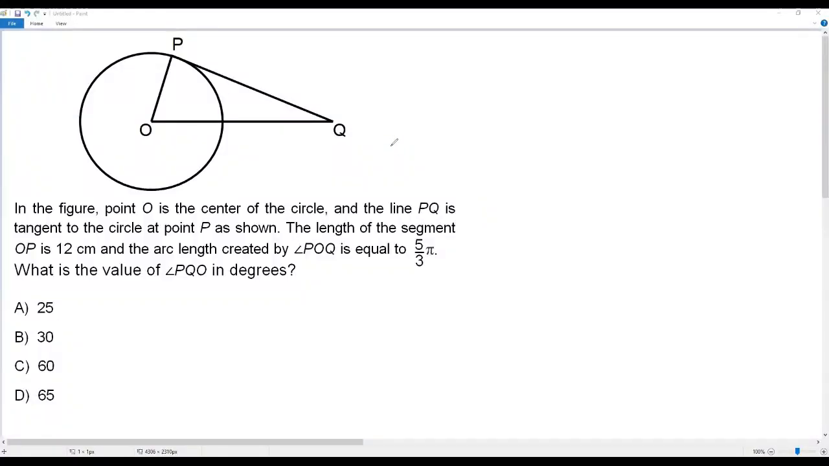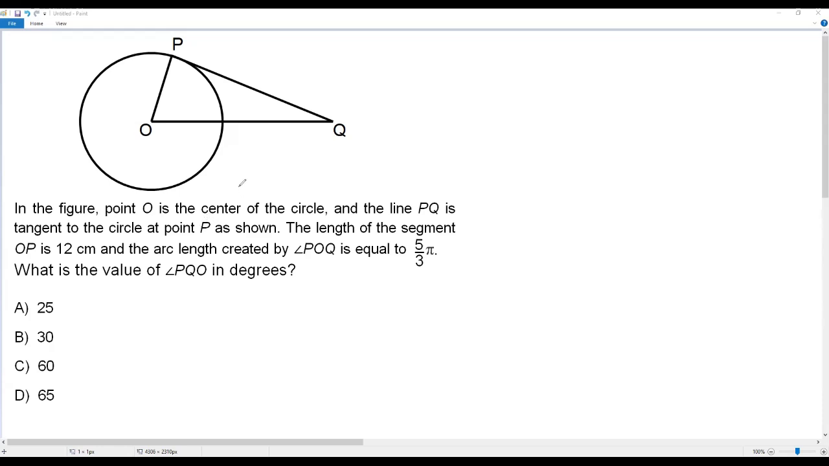Here we have a SAT math question. Okay, let's go with the information. There is a figure given over here. In the figure, point O is the center of the circle and the line PQ is tangent to the circle at point P as shown. The length of the segment OP is 12 centimeters and the arc length created by angle POQ is equal to 5/3 times pi. What is the value of angle PQO in degrees?